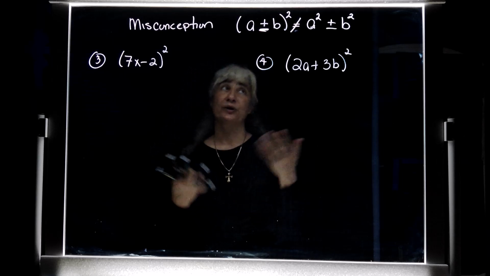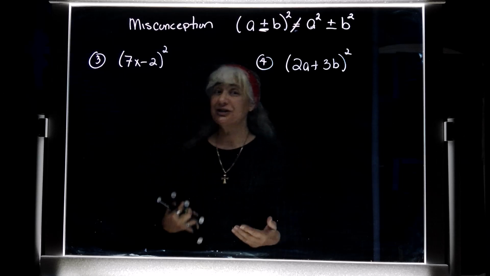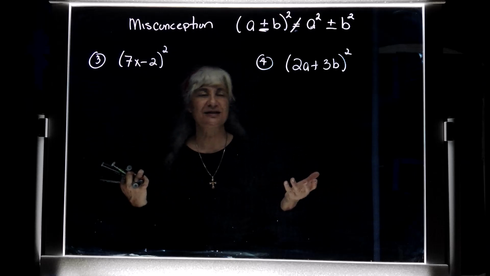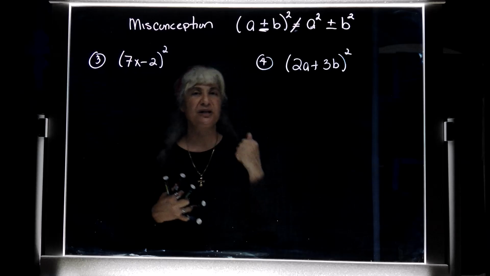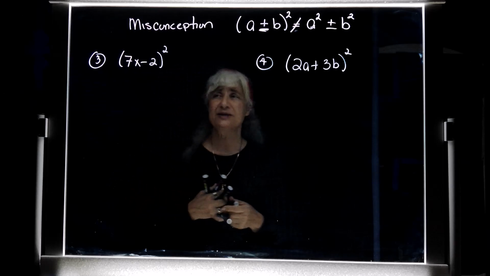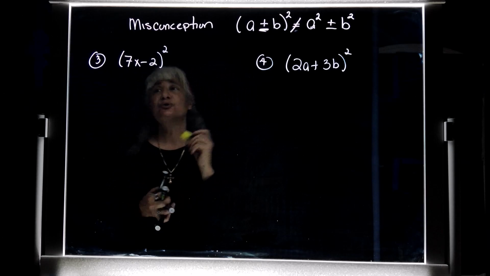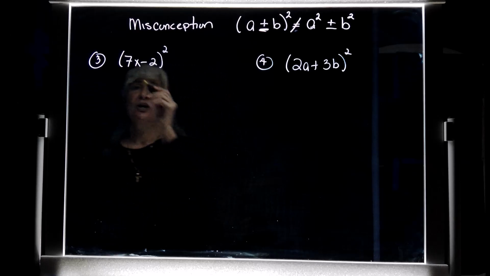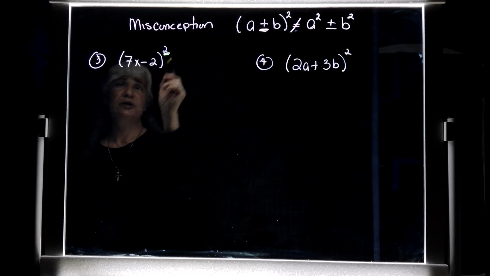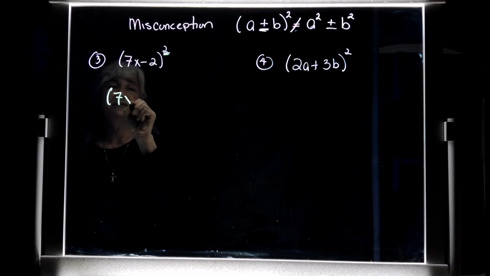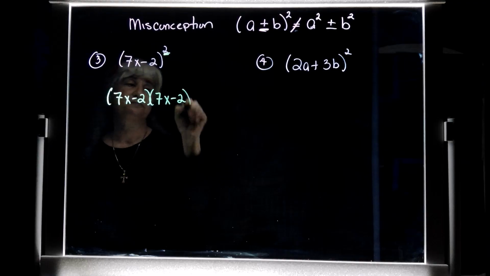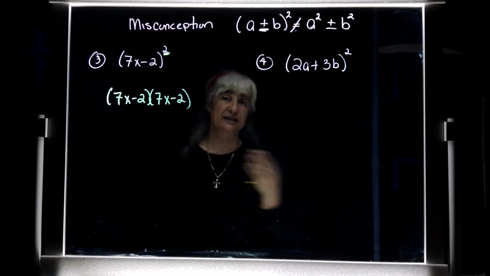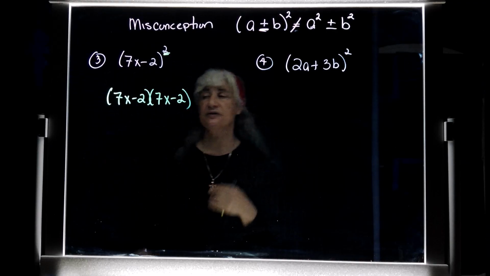Okay, did you try these 2 problems? Did you try a shortcut? Did it work? Of course not. Why not? Because you have addition and subtraction, and it makes you do things the long way. Always makes you do things the long way. So take a look at number 3. According to this exponent, I'm going to write the base of 7x minus 2 twice. And now I've got a distribution of binomials.